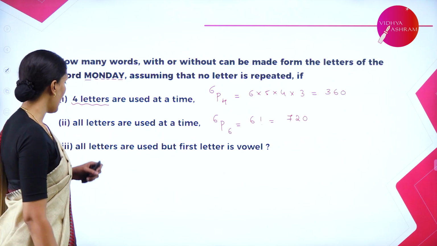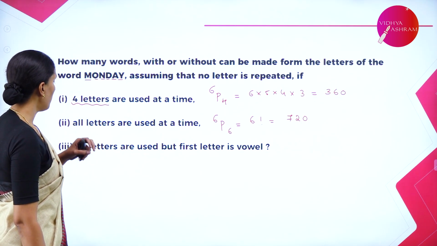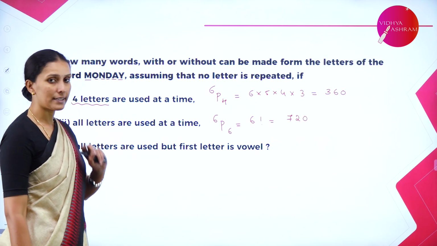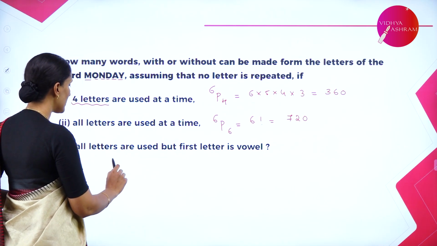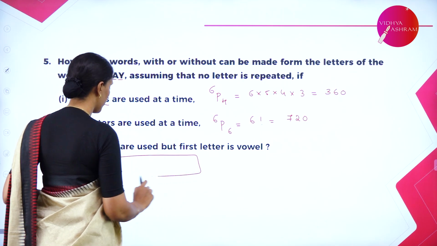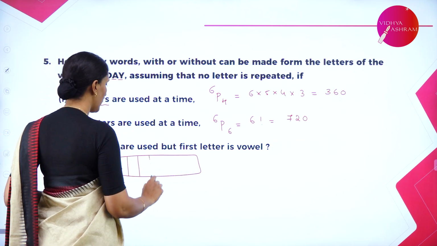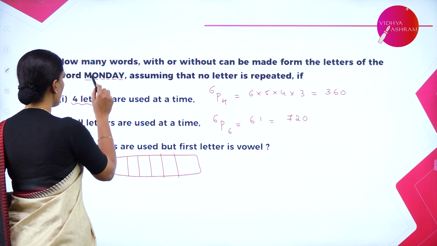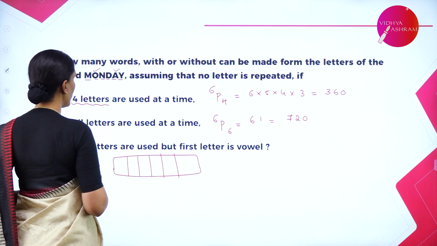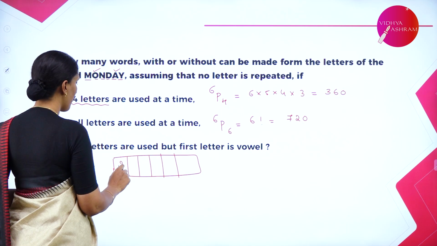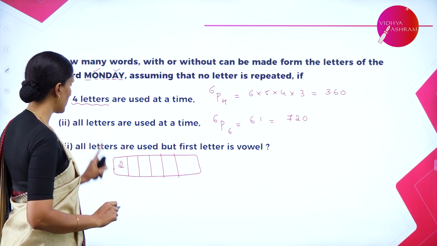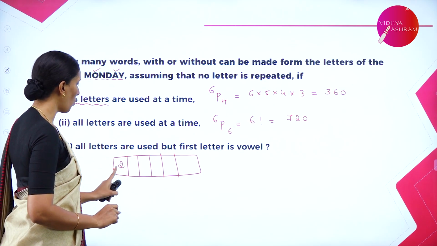The next thing is, we need to form words where all letters are used at a time, but the first letter is a vowel. So we know that there are 6 places here: 1, 2, 3, 4, 5, 6. The first letter must be a vowel. So clearly there are only 2 vowels here, and we can place any one letter out of O or A. So therefore the possibility of choosing a vowel is 2.